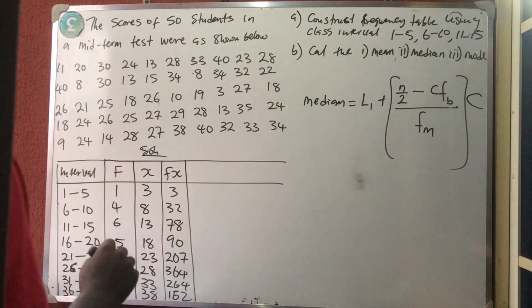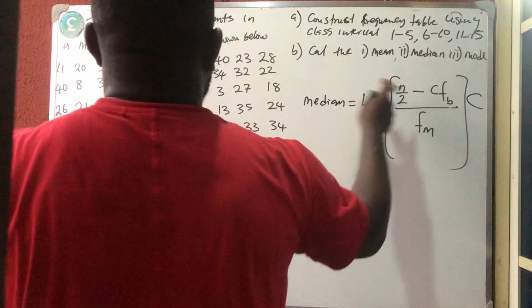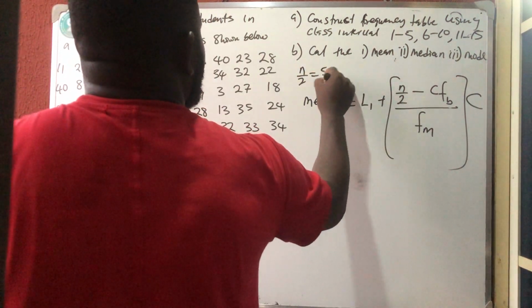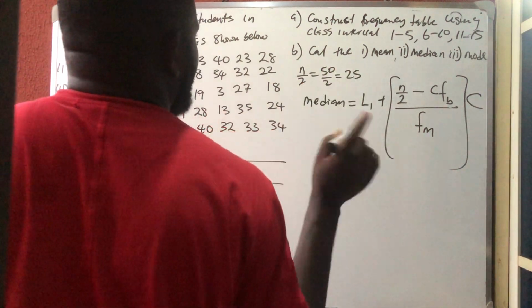So what do we need now? N over 2 is very simple to get. Since they are 50, my N over 2 is simply 50 divided by 2, which is 25. So to get that one is very simple.